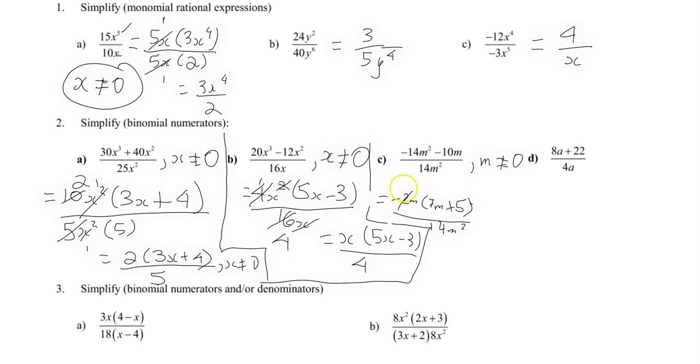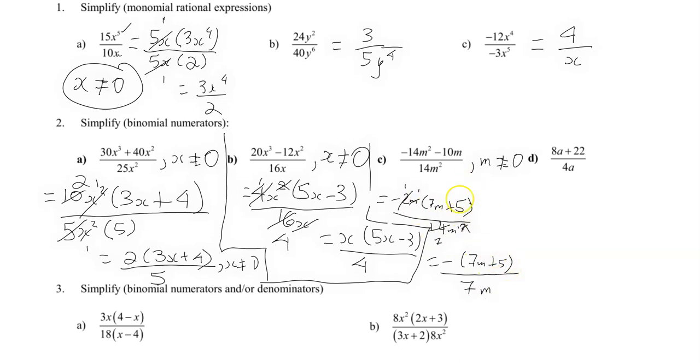Okay, so negatives, always leave them up top. That'll be a 1. That'll be a 7. The bigger power is in the denominator. It's a squared, so we're going to reduce it to a 1. We cross that power off. So up top, I have a negative. Then a 7m plus 5. Then, on the bottom, I'm left with a 7 and an m.